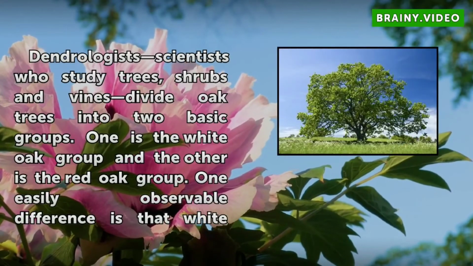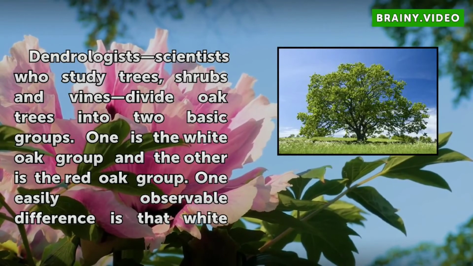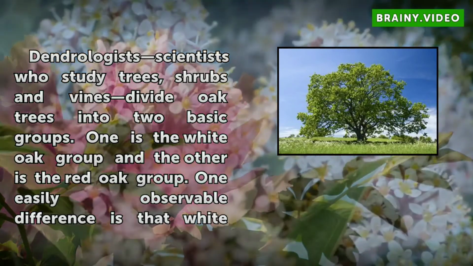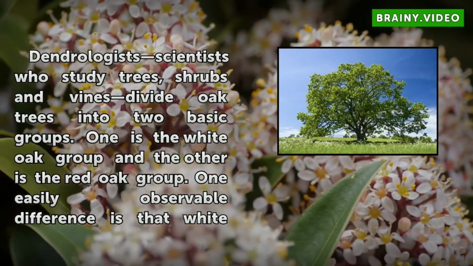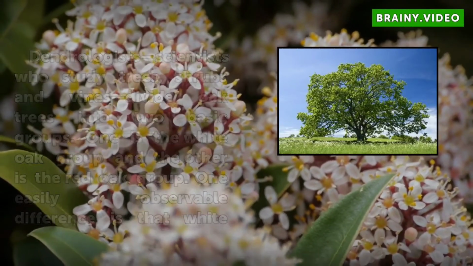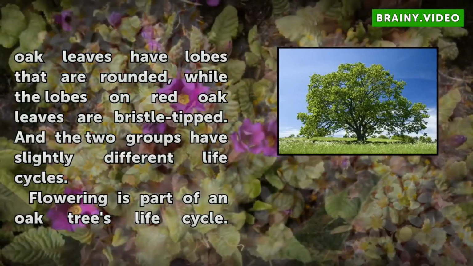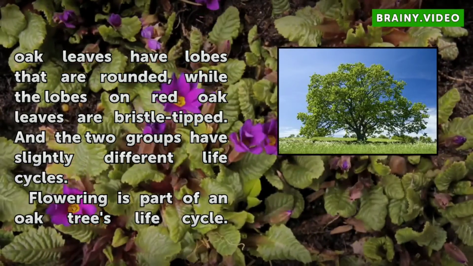Dendrologists, scientists who study trees, shrubs and vines, divide oak trees into 2 basic groups. One is the white oak group and the other is the red oak group. One easily observable difference is that white oak leaves have lobes that are rounded, while the lobes on red oak leaves are bristle-tipped. And the 2 groups have slightly different life cycles.